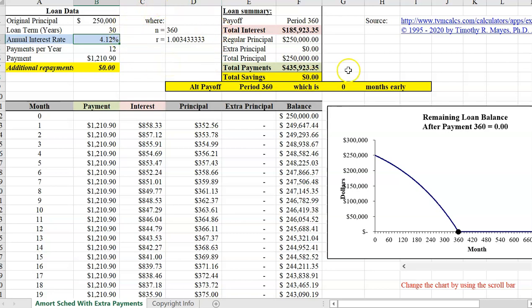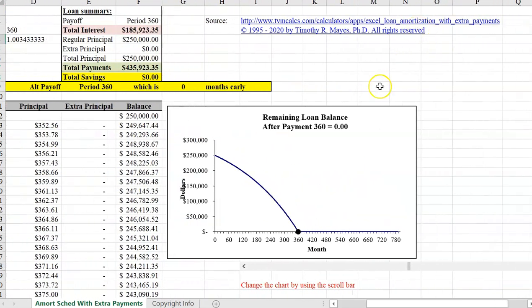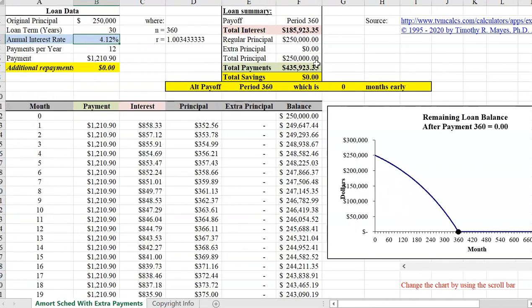I found this amazing spreadsheet on this site, tvmcalcs.com, and big shout out to Timothy Mayers for creating this. And he has very kindly allowed anyone to download and use this program. So for those watching, I highly recommend using it to help understand amortization. I have included a copy of this spreadsheet in the description below this video.